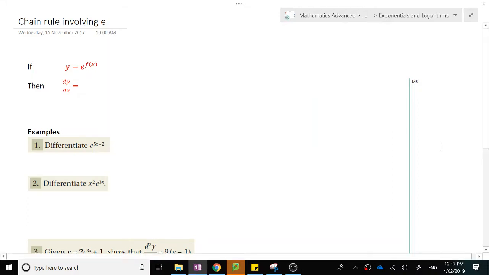Okay, so, attention please. Alright, so today we're going to use the chain rule to differentiate functions that include e, or basically just, exponential functions. So, first thing I would like to know, who remembers what the chain rule is? Max?